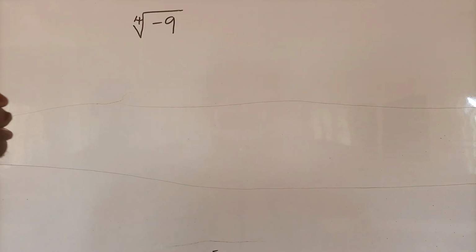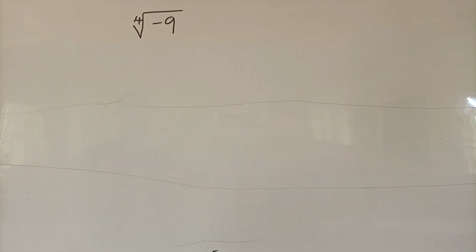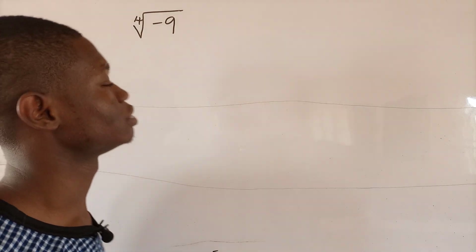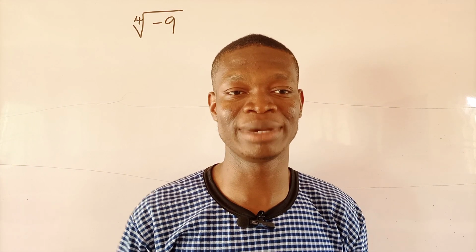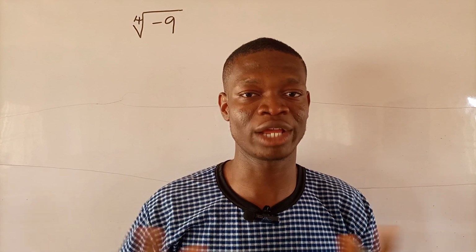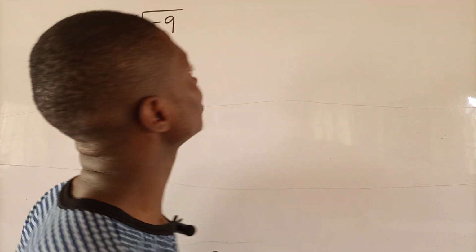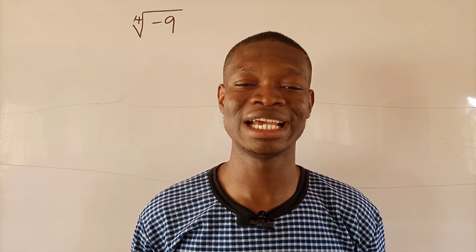The fourth root of negative 9. So this question we are seeing here on the board is an imaginary number. And imaginary numbers are the square root of negative numbers. Anytime you see a square root with a negative number, just know that that number is an imaginary number. And because they are not real numbers, they don't have a real root.